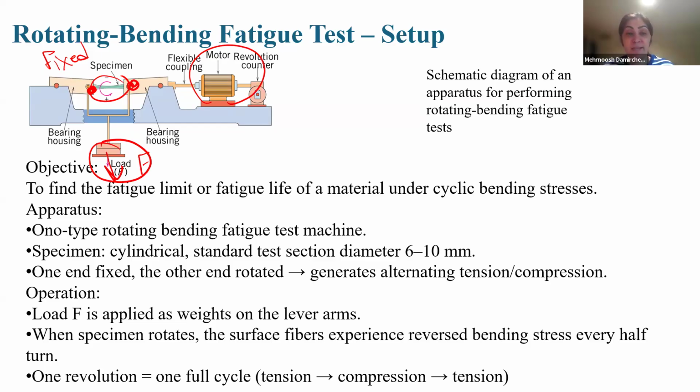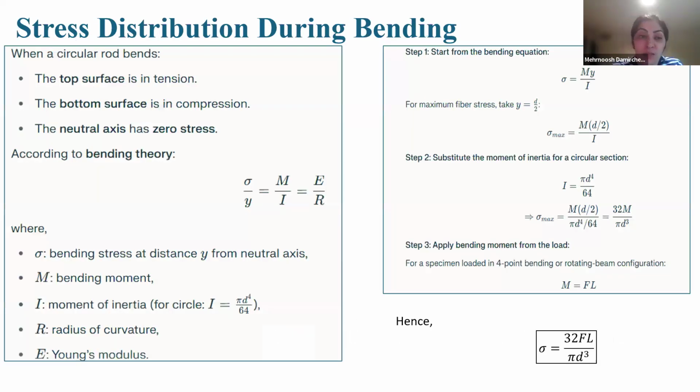Now let's talk about the formula. If you remember from strength of materials, the stress generated during bending can be calculated using the following relationship. If you consider the neutral axis, sigma at each point is My per I, or sigma divided by y is M per I. What is y? y is the distance from the neutral axis, okay? Sigma is the bending stress at that point that has a distance y from the neutral axis.